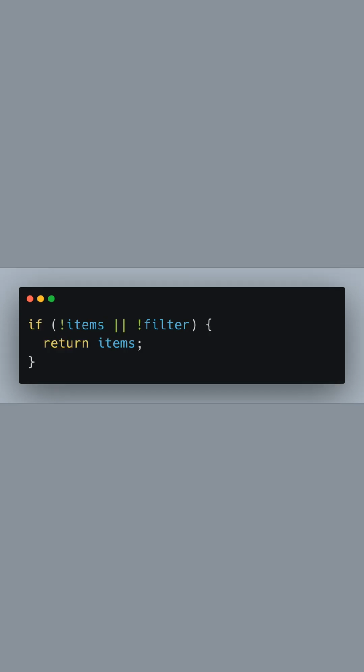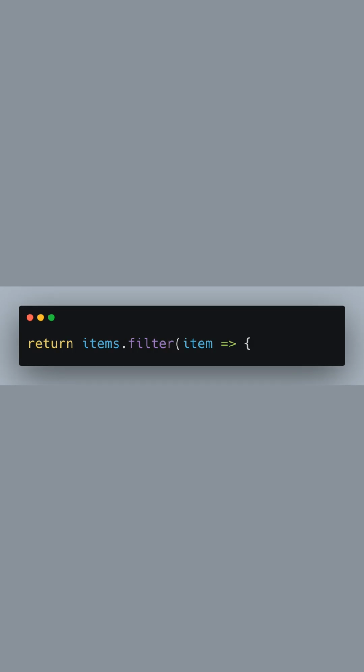We start with a simple check. If the items array or filter object is not provided, the function will return the original items array without any filtering. This ensures that our pipe does not break the application if the required inputs are not available. We will utilize the filter method of the array prototype, which is built into JavaScript. This method will go through each item in our array to determine if it should be included in our filtered results based on the provided filter criteria.